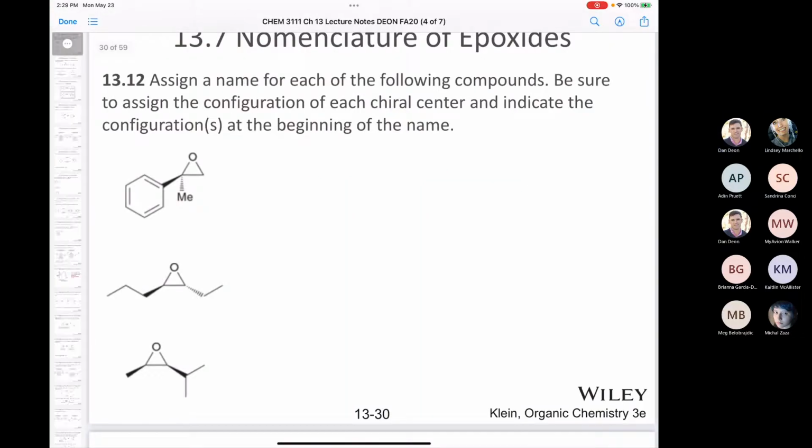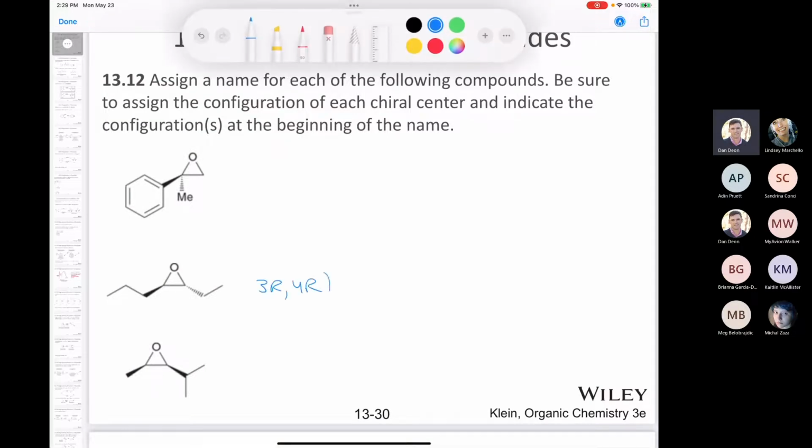Son of a gun, I just lost everything. So we have 3R and 4R, 3,4 epoxy heptane. There we go.